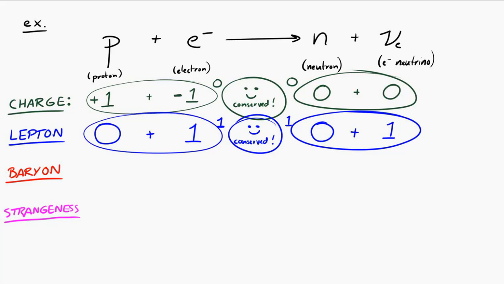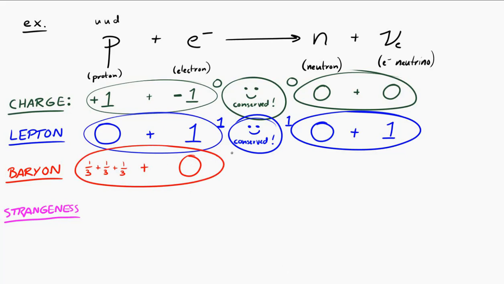Baryon number. We start with a baryon number of 1. The proton is made up of 3 quarks, each with a baryon number of 1/3. So 1/3 plus 1/3 plus 1/3. And then the electron has a baryon number of 0.